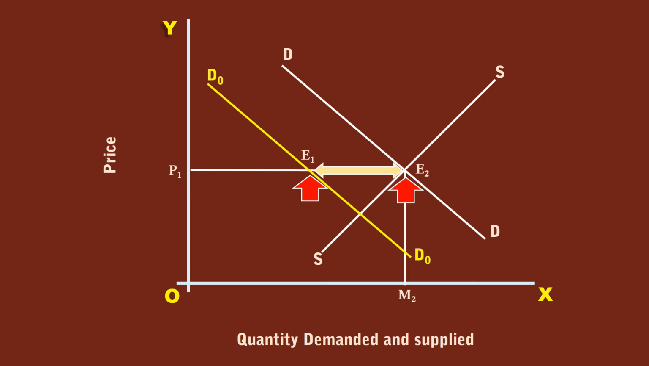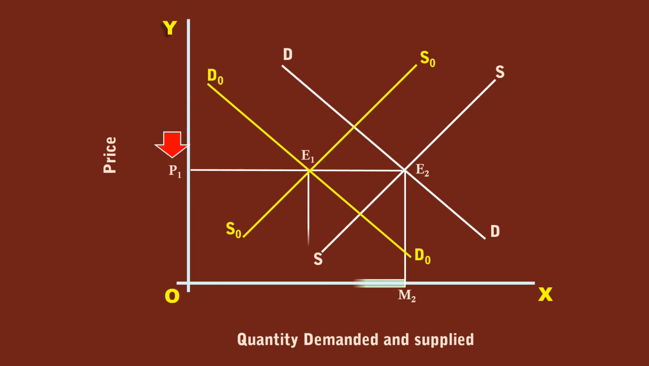The sellers respond quickly by decreasing the supply to the full extent. The new supply curve is S0 S0. The new equilibrium is found at E1. Since decrease in demand is exactly matched by decrease in supply, the price remains at the same level P1. The quantity decreases to M1. Final result is there is no change in price, quantity alone decreases. The impact of equal decrease in demand and supply falls fully on quantity.